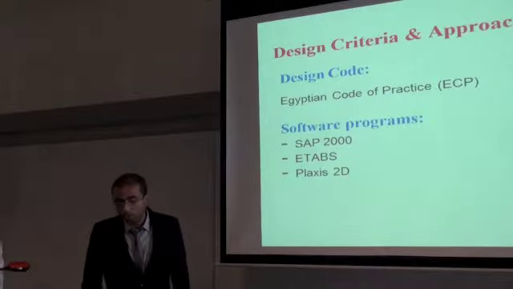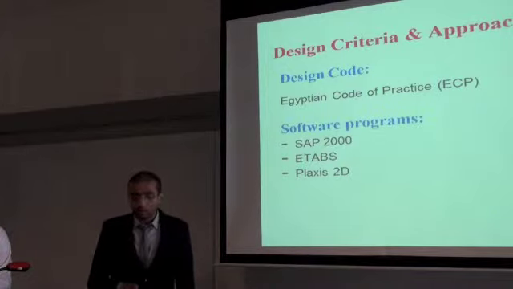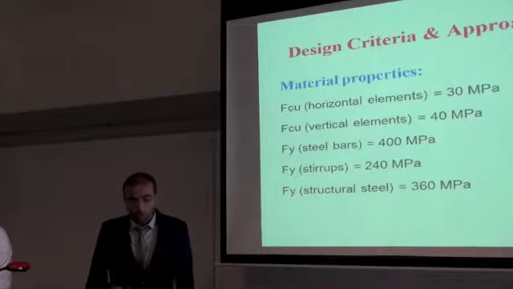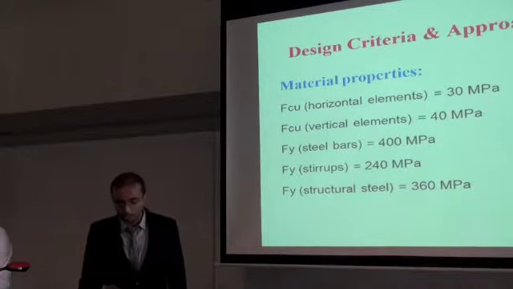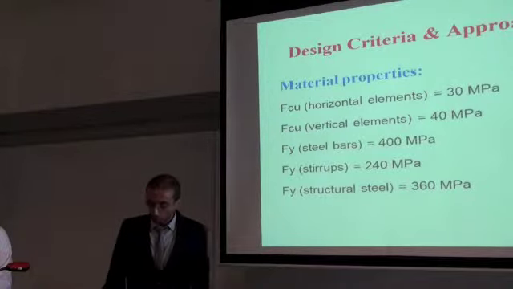As for the design criteria and approach, our design code is the Egyptian Code of Practice. We're going to be using software programs like SAP 2000, ETABS, and Plexus 2D. Our chosen material properties: FCU for horizontal elements is 30 megapascals, for vertical elements 40 megapascals. Yielding strengths for steel bars is 400 megapascals, stirrups 240 megapascals, and structural steel 360 megapascals.